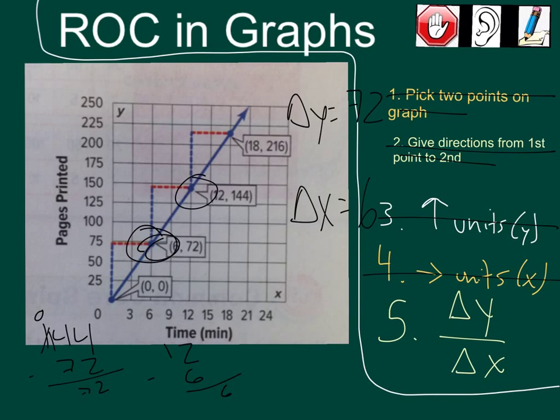And now I'm done with that part. Now I can just represent this as a change in y over a change in x, which my two numbers, just taking out those differences, were 72 over 6. And now I have my rate of change. For every 6 minutes, which is our time here, we gain 72 pages printed. For every 6 minutes, 72 pages. So that's my rate of change. That's how often this graph is changing.